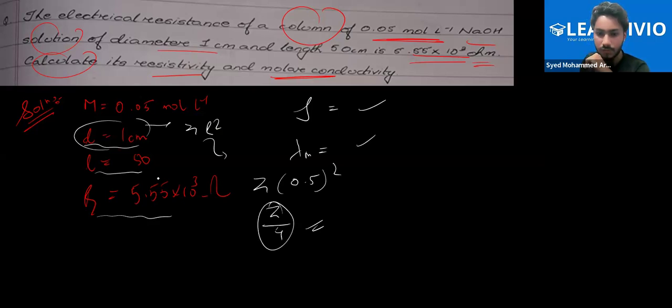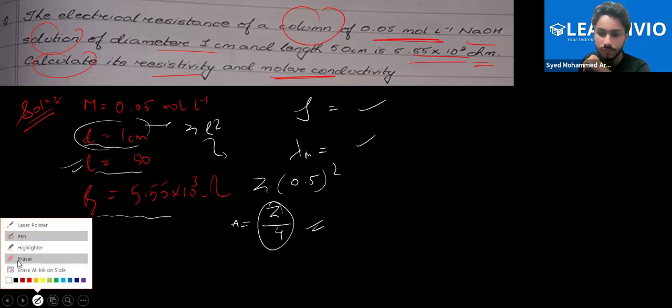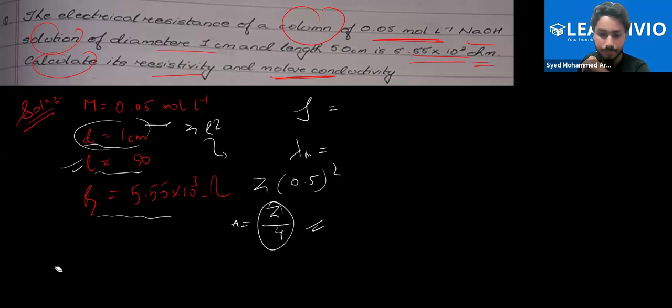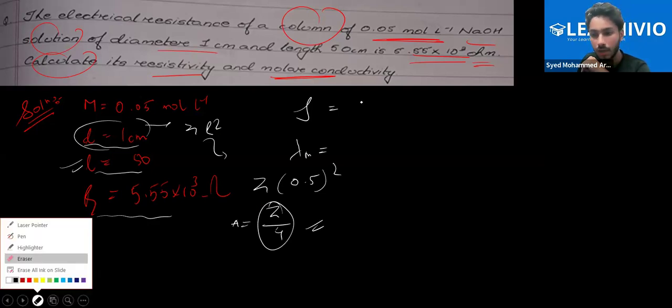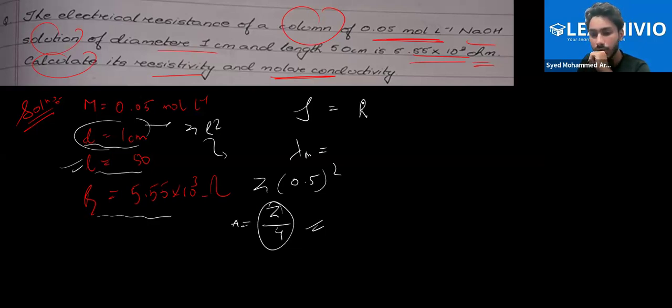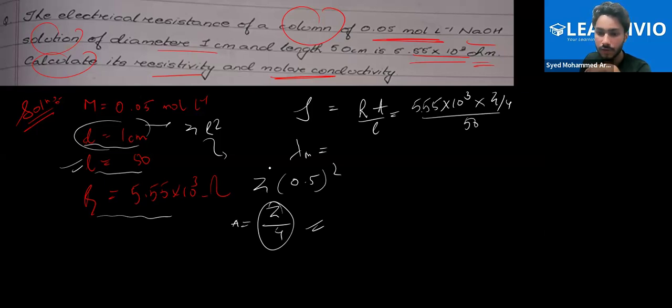This is my area, and this is the length. So just put the values. So rho equals R into A upon L. R is given to me, which is 5.55 into 10 to the power of 3, multiplied by area. Area would be pi by 4, and length would be 50. So now this is the thing, and after solving, you will get your rho.